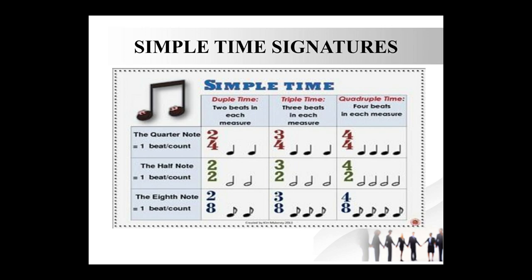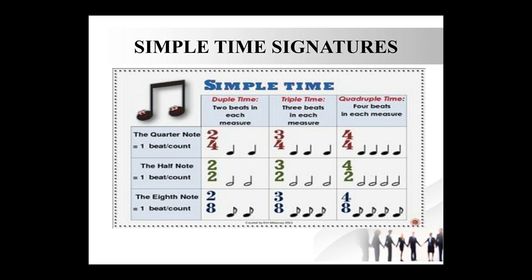Now we have a summary of some simple time signatures. As you can see there, they are basically divisible by two. With simple time signatures, we have three types, that's the duple time, triple time, and then quadruple time. Under the duple time, we have 2-4, and four represents the quarter note. That means you need to get two quarter notes in every bar. That's a quarter note, one beat or count. And then under the triple time, we have 3-4, meaning that we need to get three crotchet beats in every bar. With the quadruple time, we need to get four crotchets in every bar.